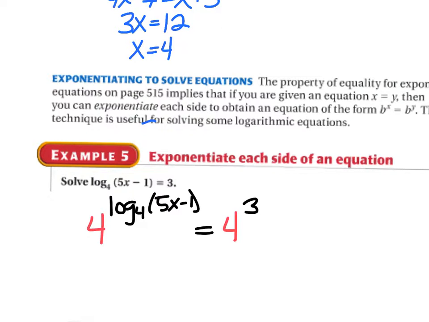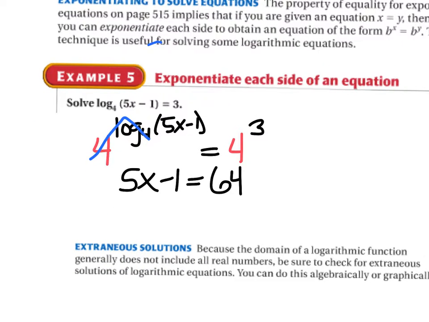And because of your cancellation property, you can cross those out. And then you know from that property that you are left with 5x minus 1, and that's going to equal 4 to the third power, which is just 64. And now you can just go about solving it. So you would add 1 to both sides, so you get 5x equals 65, and then divide by 5 to get 13.